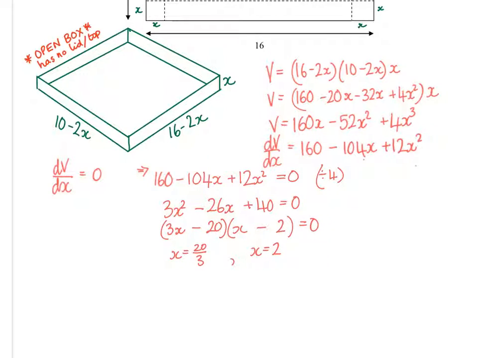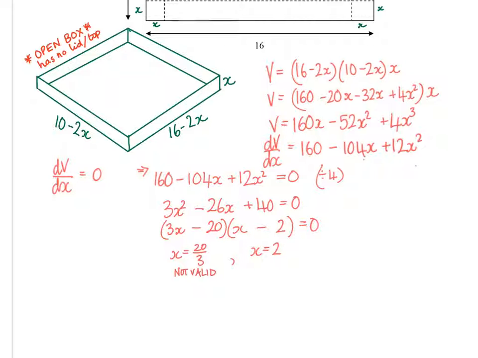Now if we look at the 20 upon 3, it's about 6 and 2/3, but unfortunately if we sub that into this here, we would get a negative length, so that one's not actually valid. So we're looking at x equals 2 to give us a volume. So looking back at the question, it says find the length of the side of the square which makes the volume as large as possible.